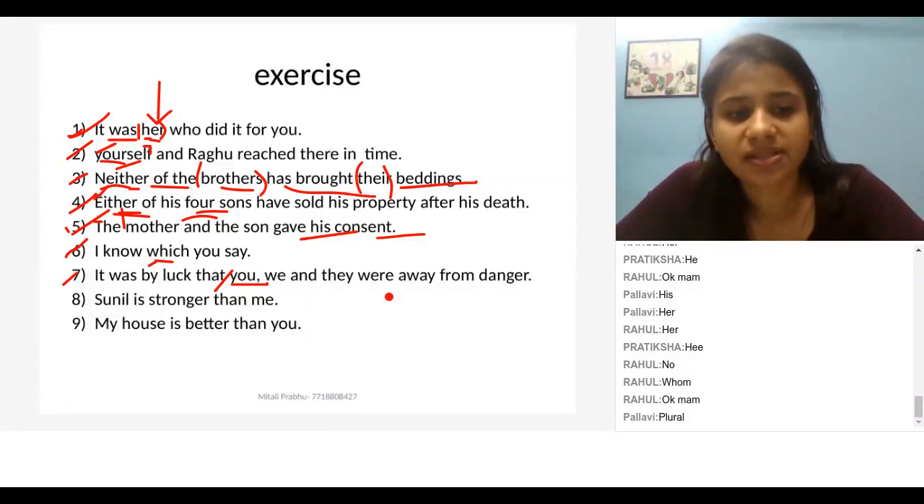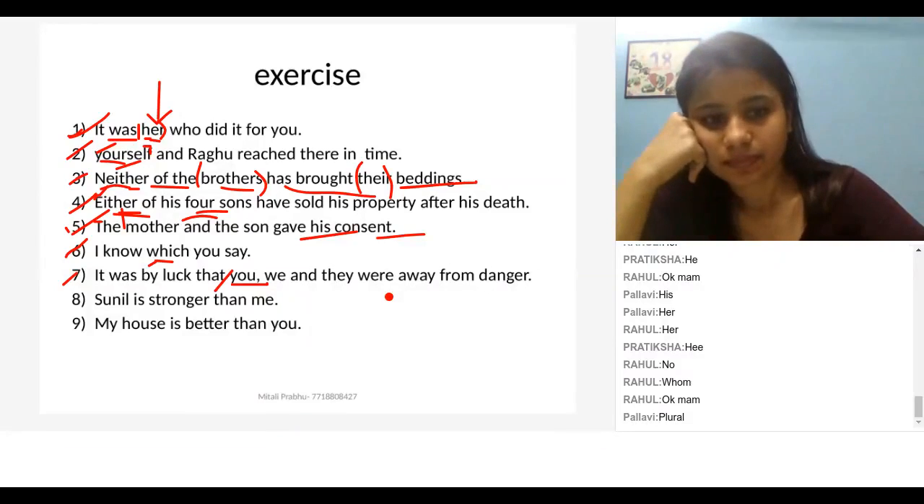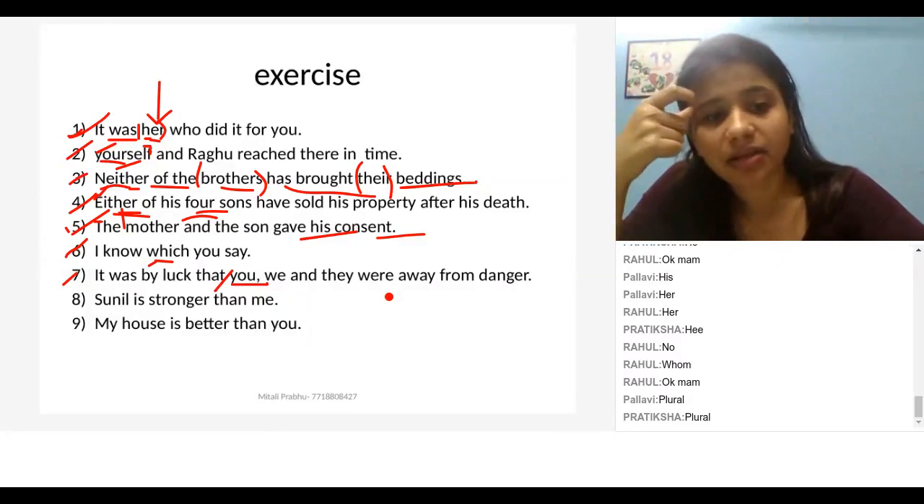You all don't want to solve this exercise. Come on, fast, last three are remaining.